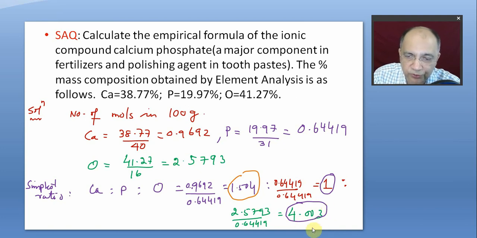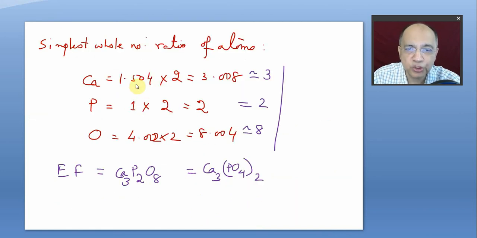Here you can round up to 4, and here you can't round up to 1 or 2. It will be 1.5. So you have to remove the fraction and get a whole number ratio. So we have to multiply by 2 so that it becomes this, this and this. You can ignore this, excusing for human error, experimental error. So the empirical relationship between the elements is calcium 3, phosphorus 2 and oxygen 8.